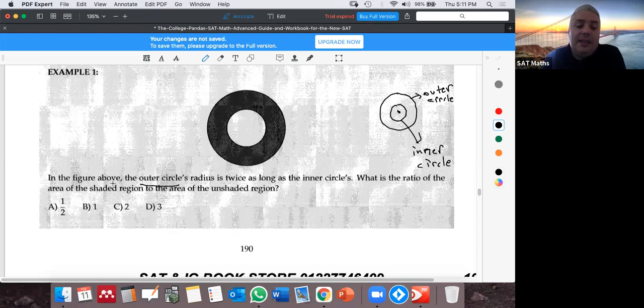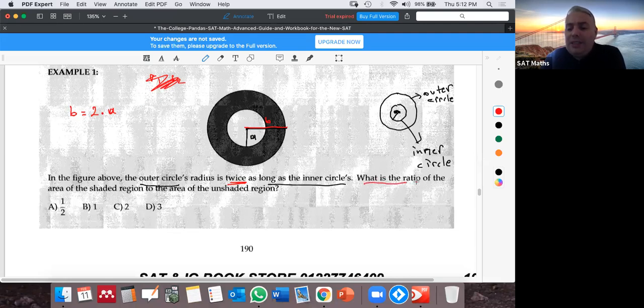Okay, the question is: in the figure above, the outer circle's radius is twice as long as the inner one. Be careful. If I call the inner radius A, and the big one radius B, what is the relation? It says double, right? Twice means double. So the length of the outer radius is 2 times the inner one. Any question for this? I haven't used R1, R2, I can, but I'm using just A and B.